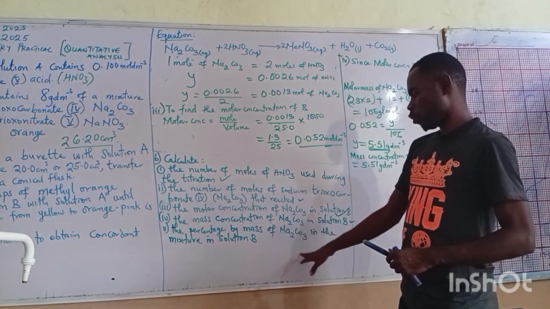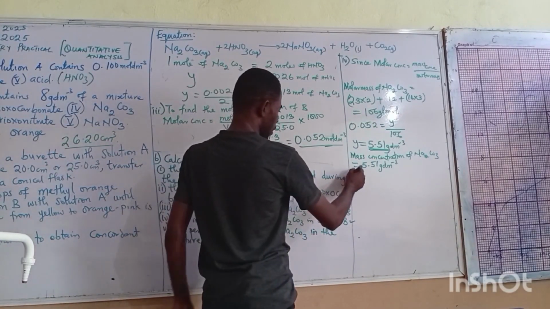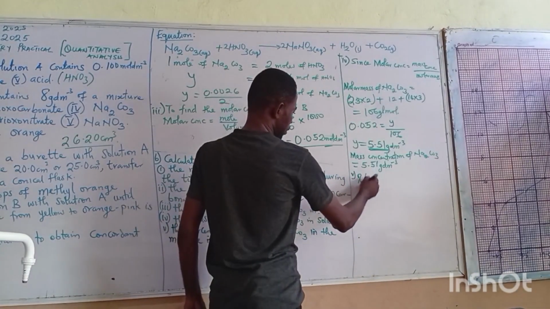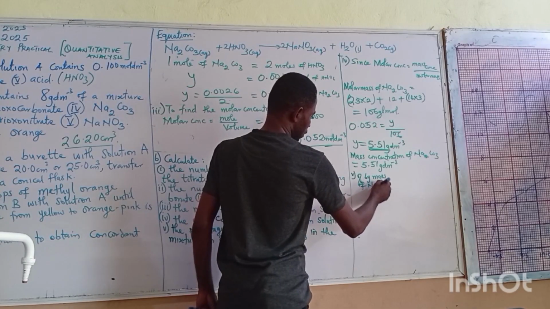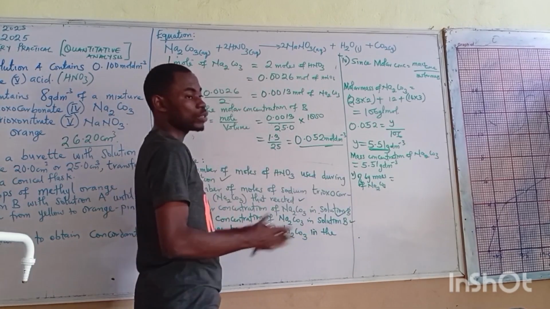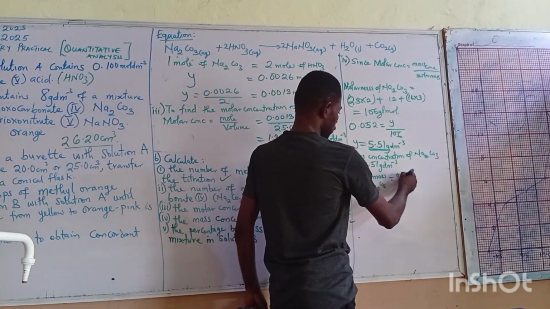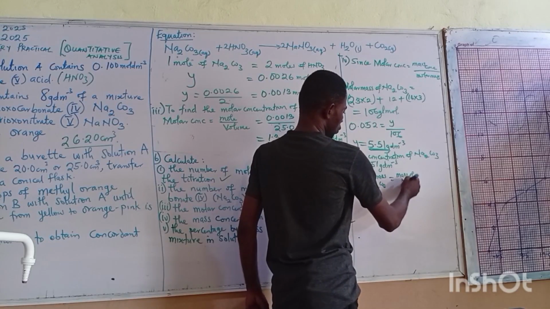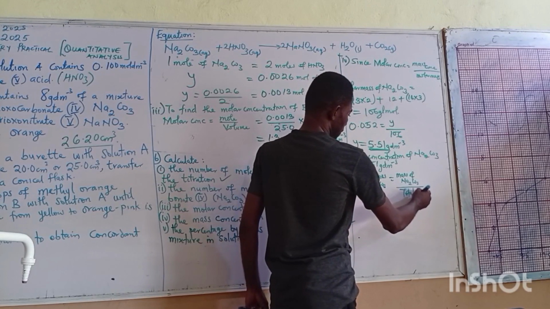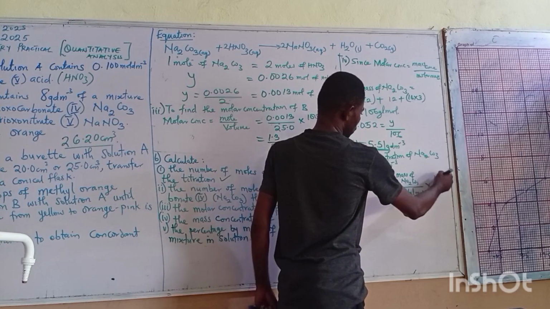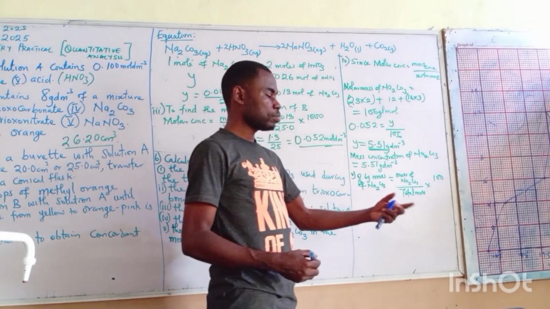As we are rounding off the question, the percentage by mass of sodium carbonate. So what am I saying? When we talk about percentage by mass of Na2CO3, it means the mass of Na2CO3 over total mass times 100. The total mass is the mass of the mixture, both sodium carbonate and sodium nitrate.